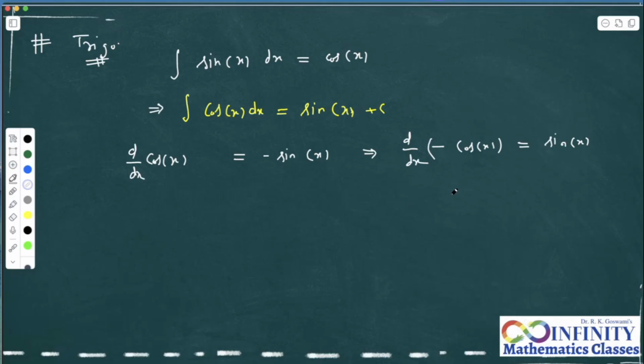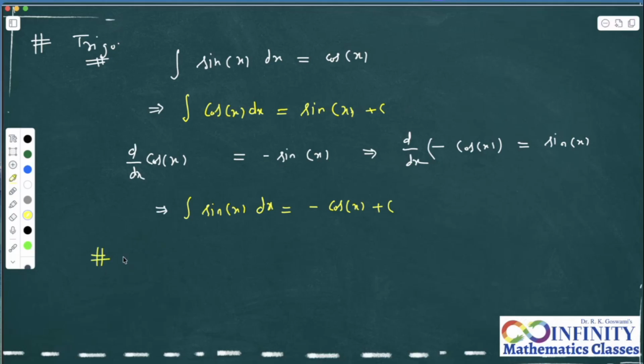Yeah. So now it is in the perfect format for me. If I ask you, what is going to be the integration of sin x? What should be your answer? It is going to be negative cosine x, and plus the constant of integration. Is it okay?